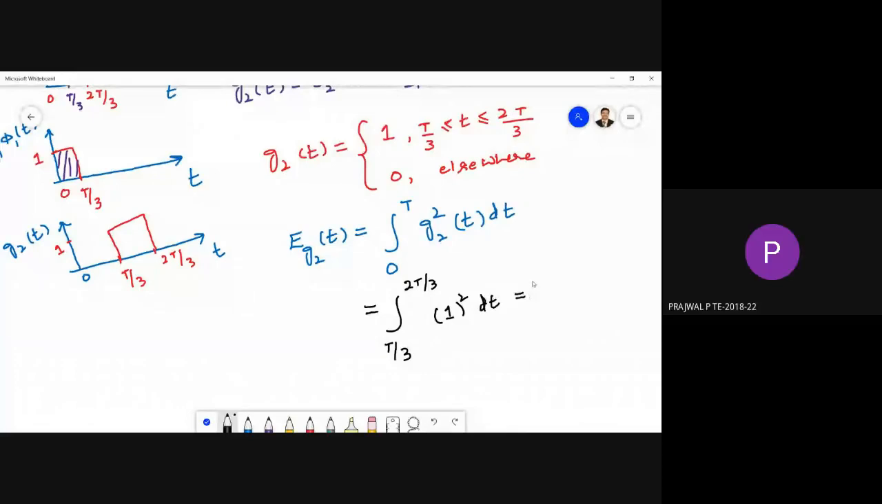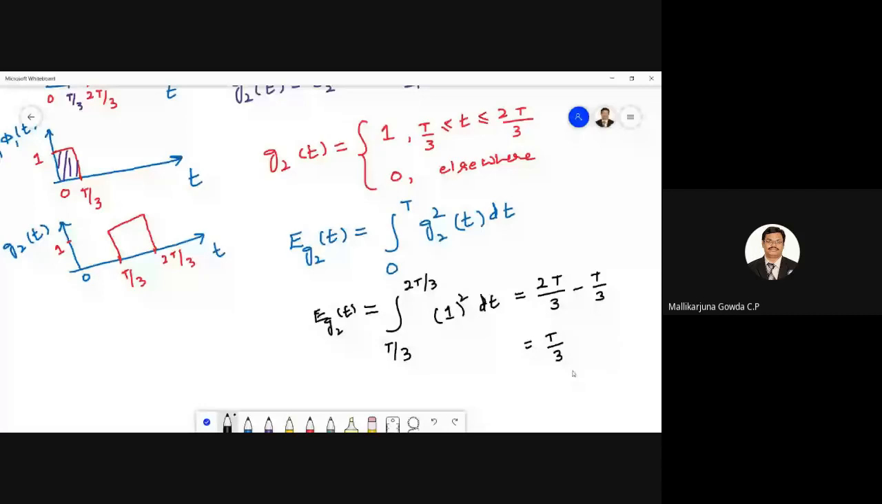Any one of you can simplify and say what is the value? That is the upper limit minus the lower limit, right? So 2t by 3 minus t by 3. If you do that, you will be getting t by 3. Okay, so this is my energy of the signal Eg2, that is the energy of the signal G2 of t. So let me write here G2 of t.